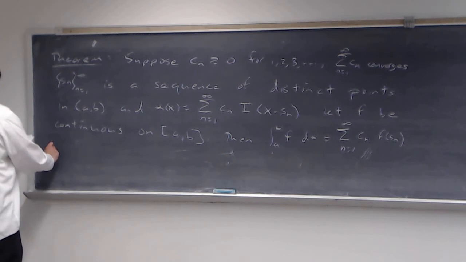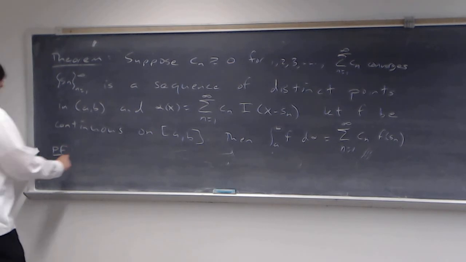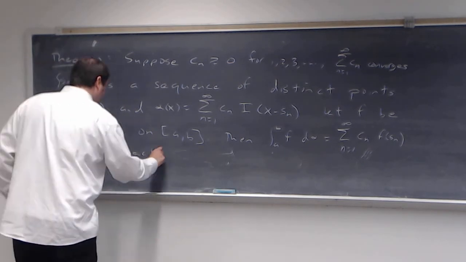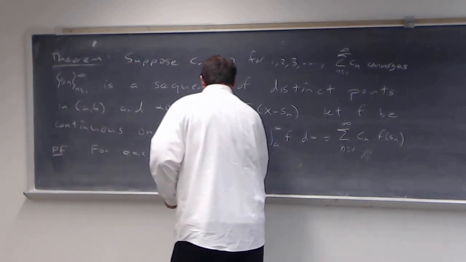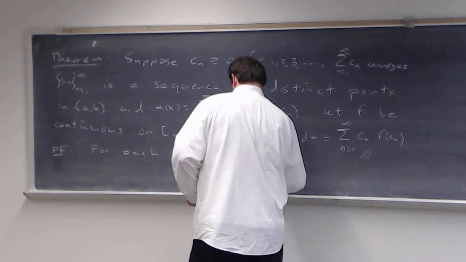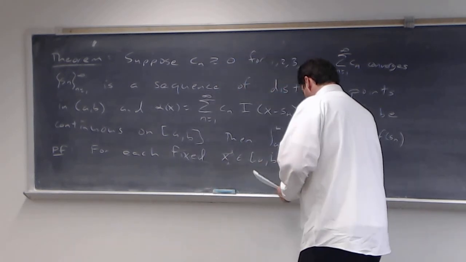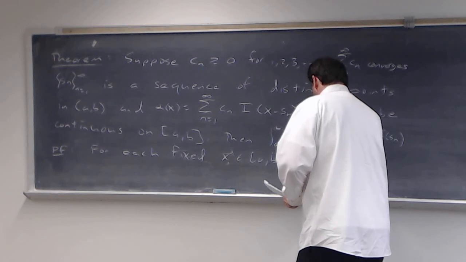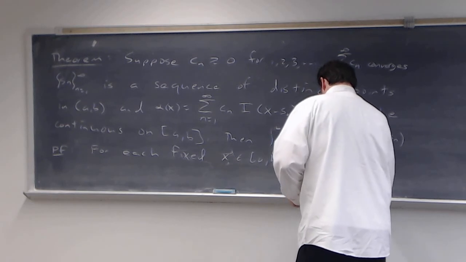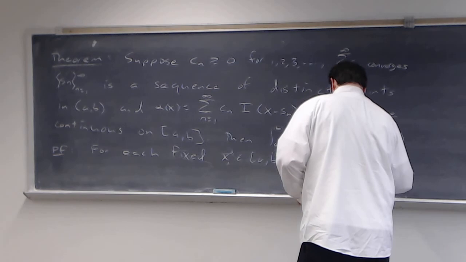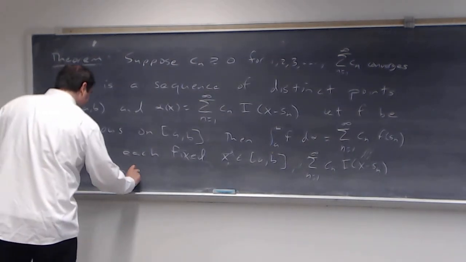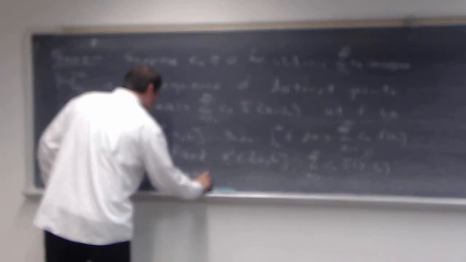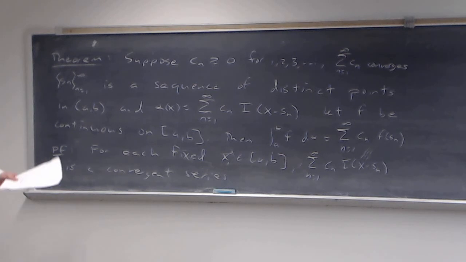So here, as proof, what we say is for each fixed x element of a to b, this series as n runs from 1 to infinity of C sub n, the step function acting on x minus s sub n, is a convergent series. So we're fixing an x and saying that it's a convergent series.